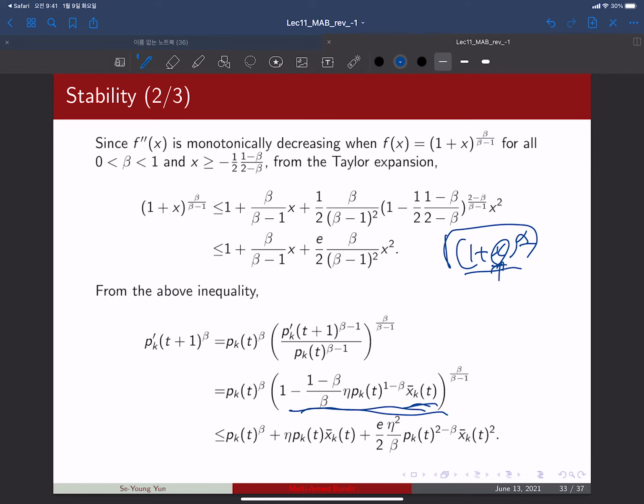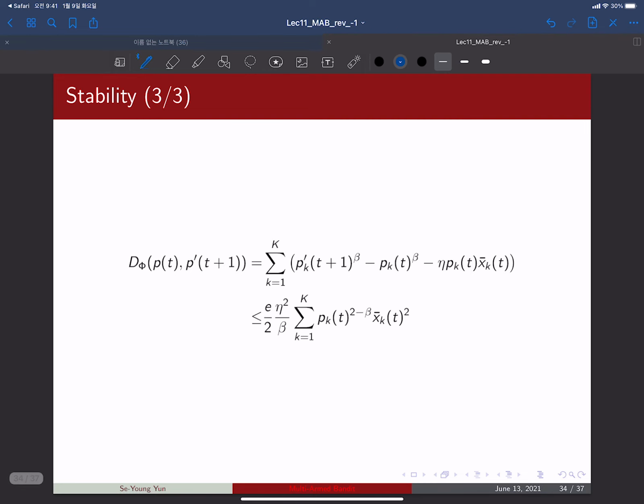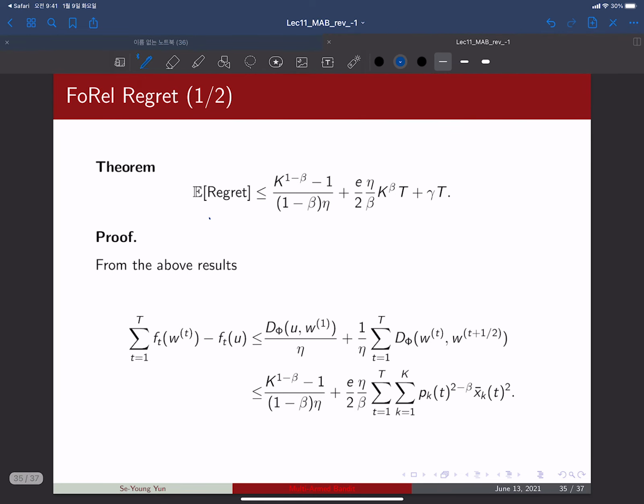So we restrict the x bar value using the additional gamma term, and using it, we can limit the range of x like this. Using this limited range, again using the Taylor expansion, we can upper bound this polynomial. Using this upper bound, we achieve almost the same result, and almost the same regret bound, except that we have an additional gamma t term.